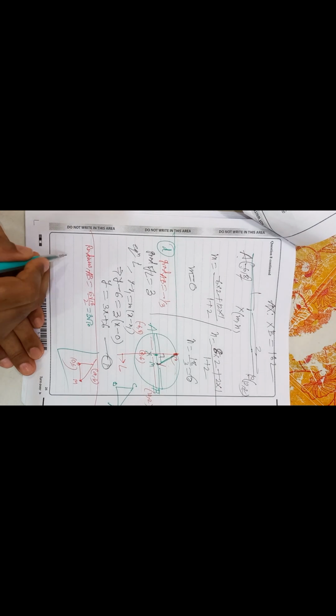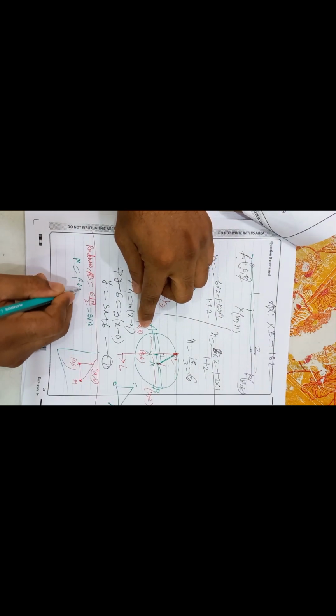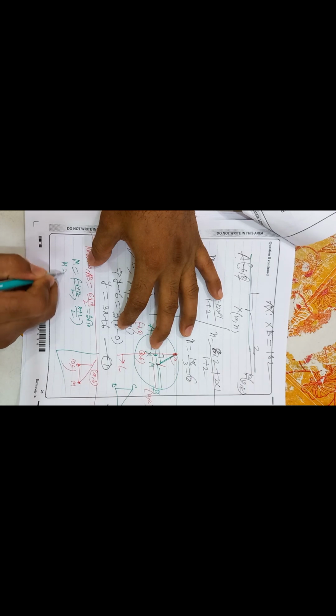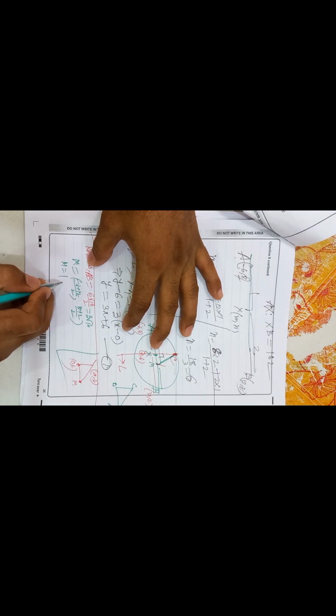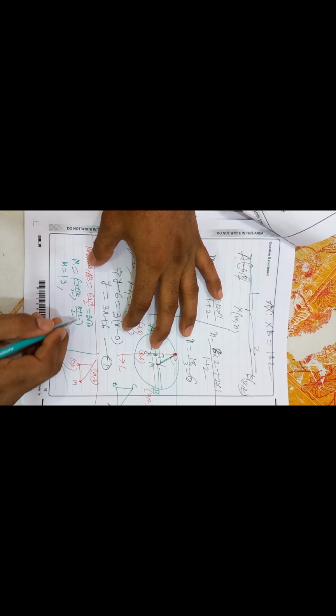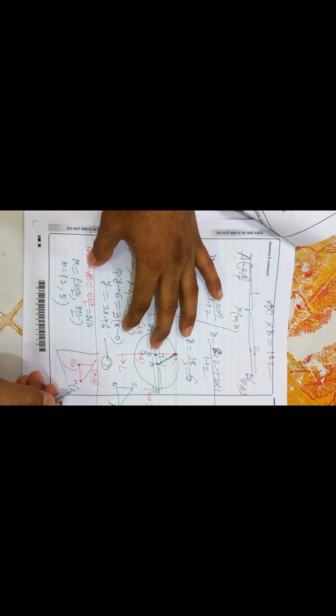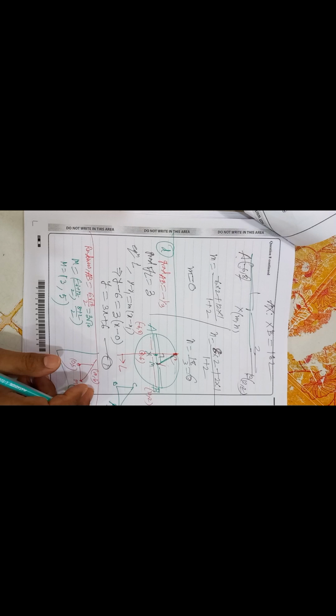What is M? M equals (minus 6 plus 12) divided by 2, comma, (8 plus 2) divided by 2. So I got 6 by 2, that is 3, and 8 plus 2 is 10, divided by 2, that is 5. We have got the coordinate M is 3 comma 5. So M is 3 comma 5.